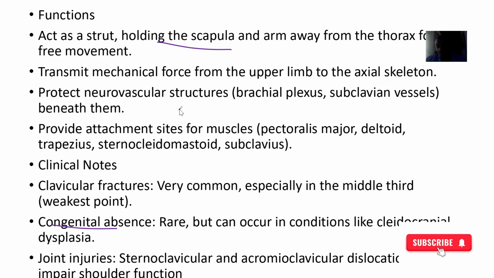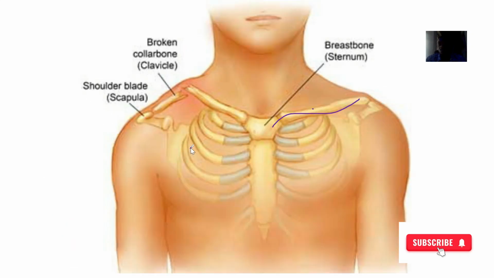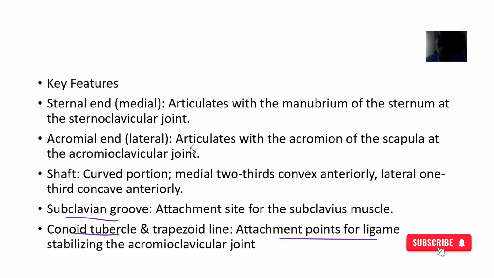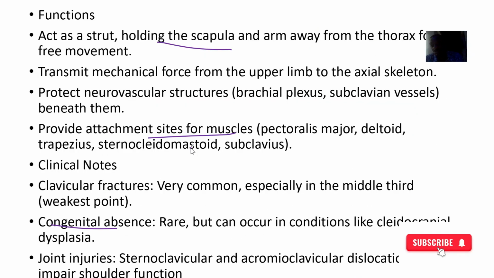It protects the neurovascular structures, and it provides attachment sites for muscles: pectoralis major, deltoid, trapezius, sternocleidomastoid, and subclavius. Clavicles can be fractured, just like what we have here, a clavicular fracture. And if they are absent, you have a condition known as cleidocranial dysplasia, which we'll get to talk about. Then the joints formed with the sternum and with the acromion could also have dislocations.